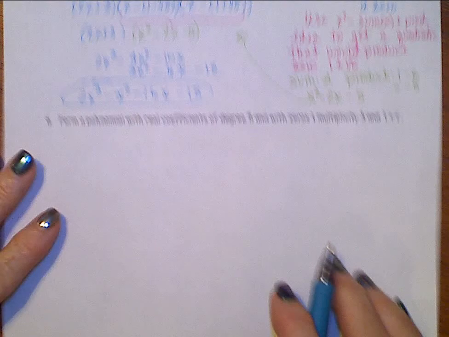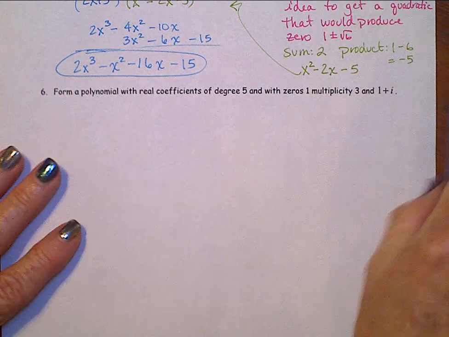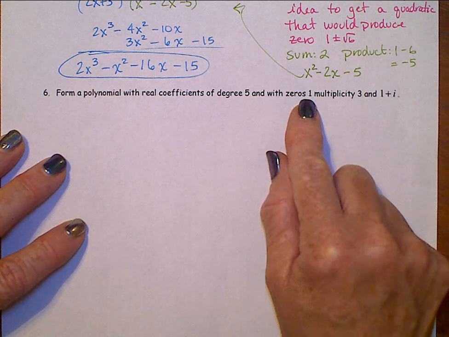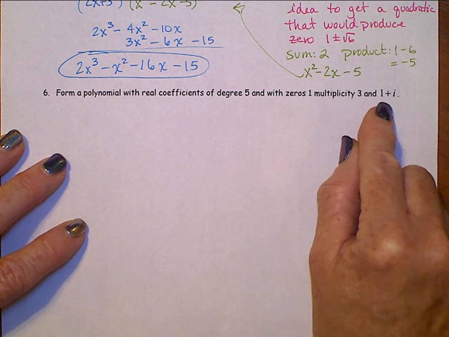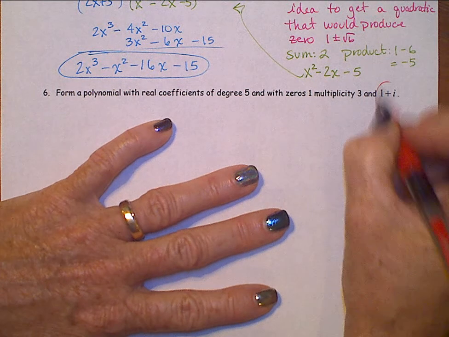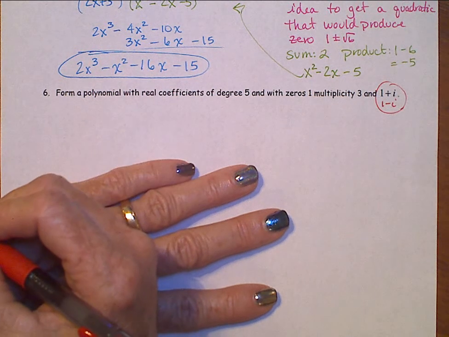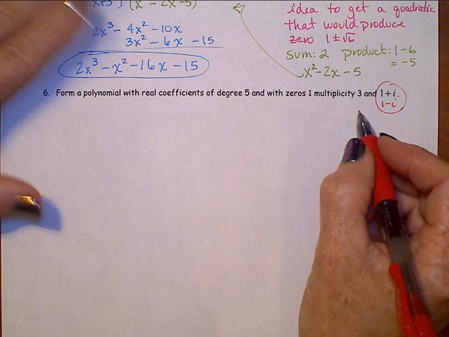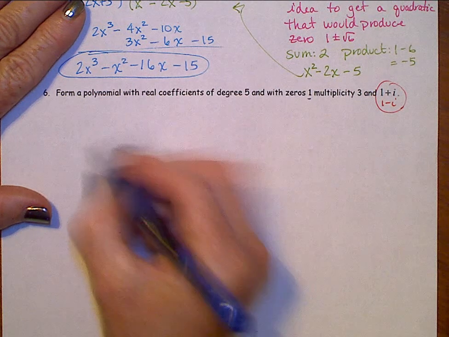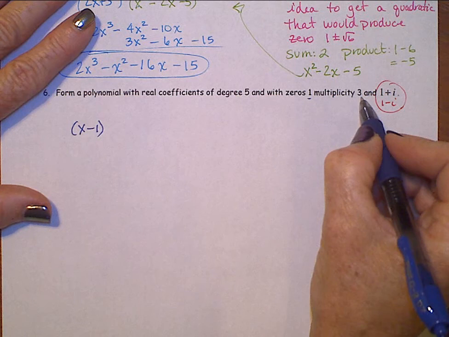All right, last one for today. I would like you to form a polynomial with real coefficients, degree 5, so 5 zeros, with zeros 1, which has a multiplicity of 3, and 1 plus i. All right, that 1 plus i is telling us that 1 minus i is also a zero. Okay? All right, so here we go. Zero 1. That's going to give us a factor of x minus 1. Multiplicity 3.